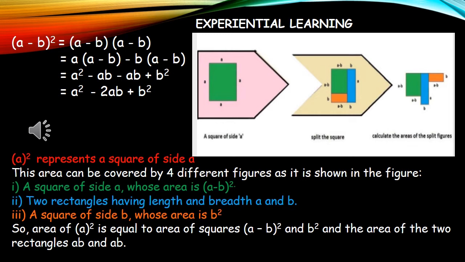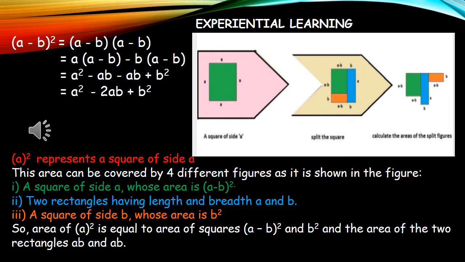Now similarly, we are dividing this square into 4 parts, and the part with shorter length is known as b. So the rest of the length is known as a minus b. So it is represented by a square of side a minus b, so the area will be a minus b whole square. So a minus b whole square is now the square inside the figure.